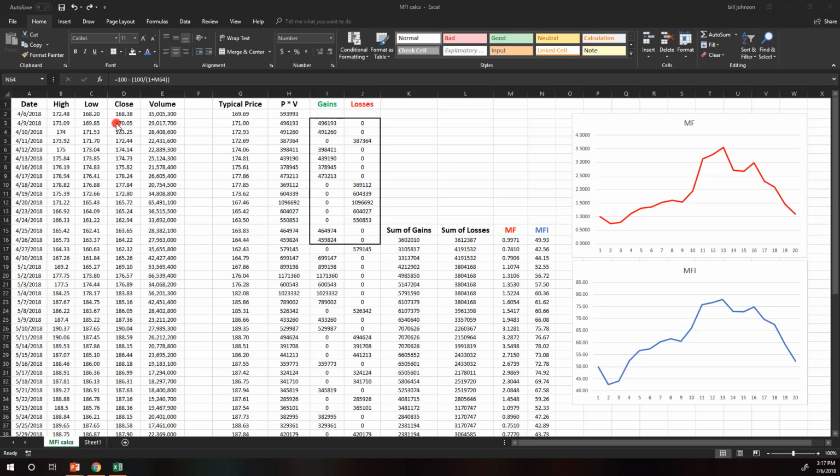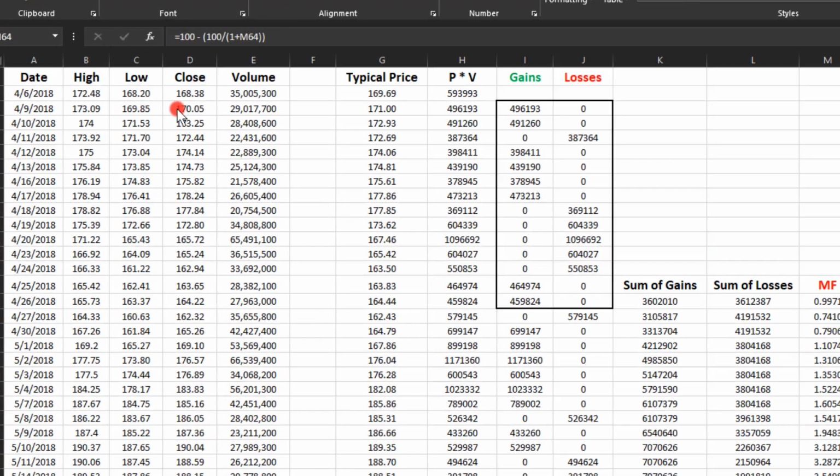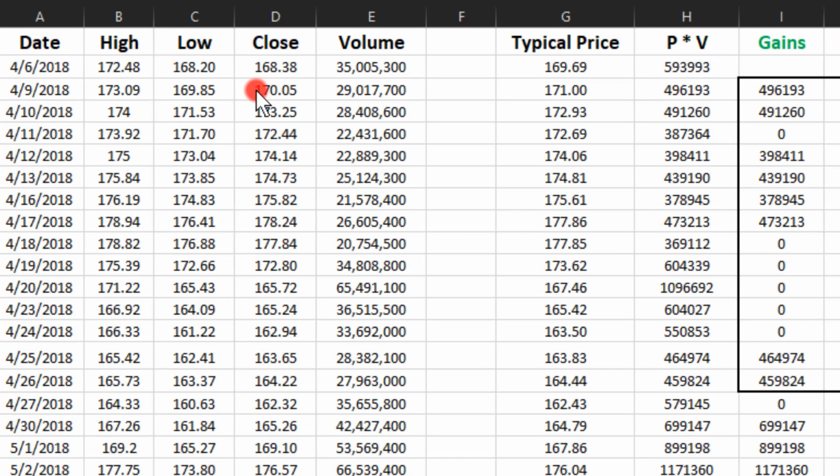All right, what you're looking at here is an Excel spreadsheet with actual data from Apple Computer over the last 3 months. I chose that because it's the same example that I used with RSI. However, notice that with the MFI, I need the high, low, and the close. When we looked at RSI, we only needed the closing prices. But now I need all 3 of these. In addition, we also need volume. We did not need that for RSI. So we need different data points to come up with our MFI calculations.